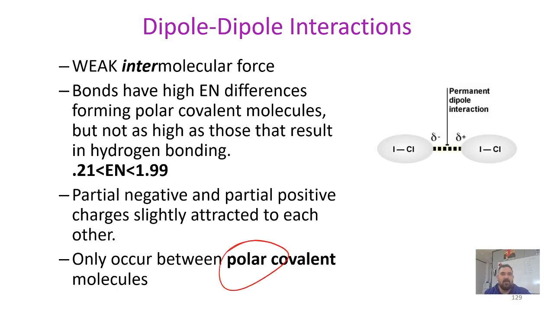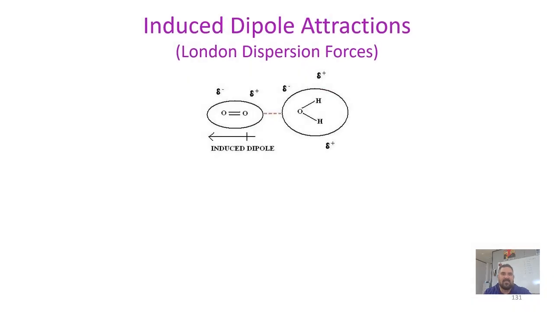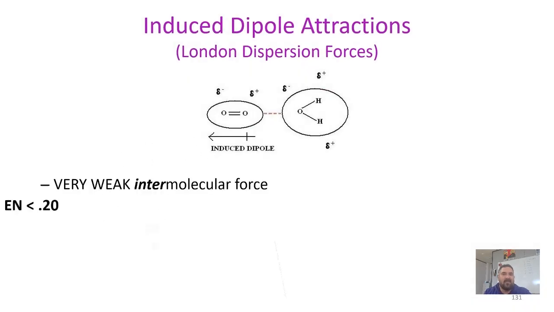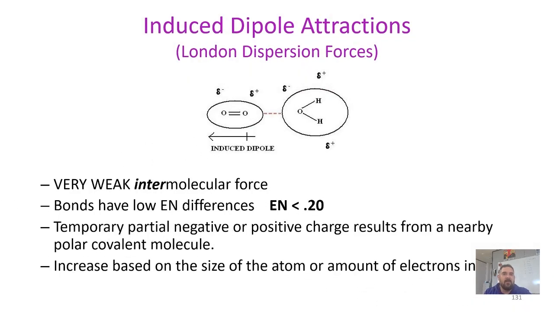So anything polar has dipole-dipole attraction. And then lastly, we have induced dipole. And induced dipole happens everywhere. So this is the same example I showed y'all earlier. So this is the negative side of the H2O. This is the positive side of the oxygen because it's the opposite of how I showed it to you.